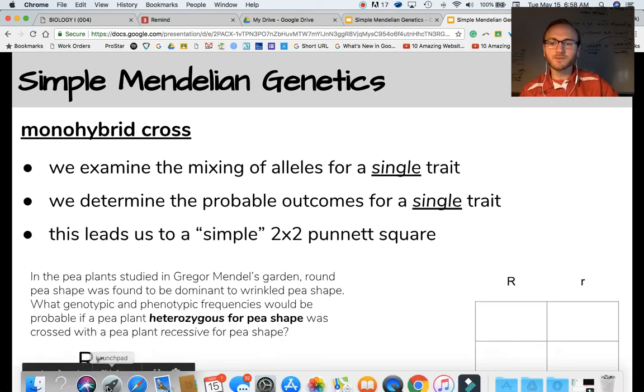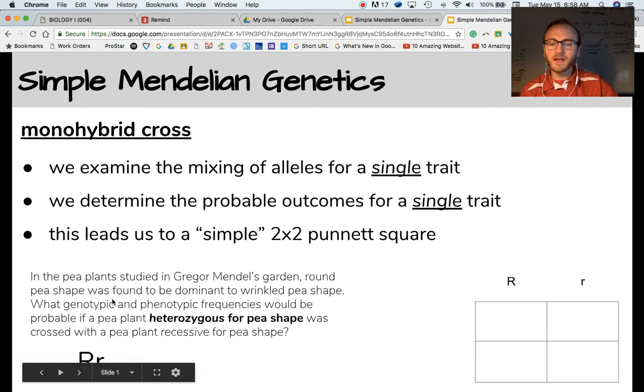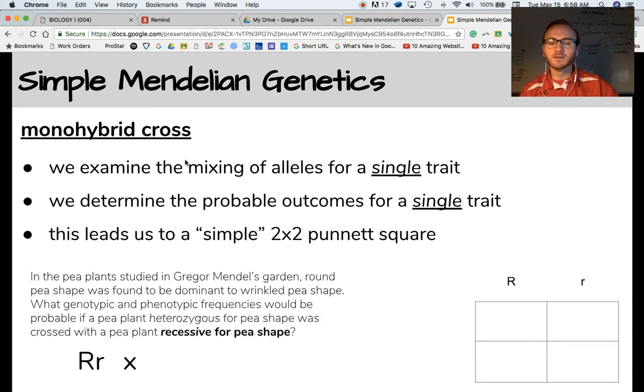Okay, and so what we do is we take our dominant allele of the genotype and we put it here at the top of the table, and then we take our recessive allele and we put it over top of the second column of the Punnett square. And the X simply stands for the word cross in our term up here, monohybrid cross. So we're just looking at seed shape. That's our single trait, and we are crossing two parents to see what probabilities we could come up with for offspring.